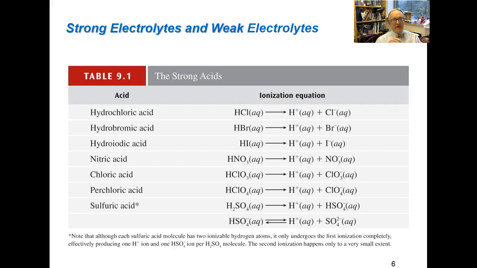weak bases. So to be able to differentiate those, you need to learn the strong acids. So here's a table with the 7 strong acids. You need to memorize these. Hydrochloric acid, hydrobromic acid, hydroiodic acid, nitric acid, chloric acid, perchloric acid, and sulfuric acid. There's a little caveat there that just the first hydrogen on that sulfuric acid is strong. You'll need to remember that when Chem 112 comes along. But for now, you need to memorize these 7 strong acids.